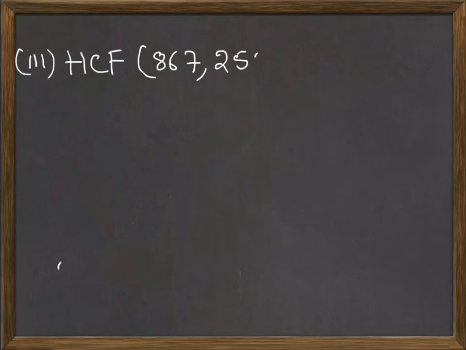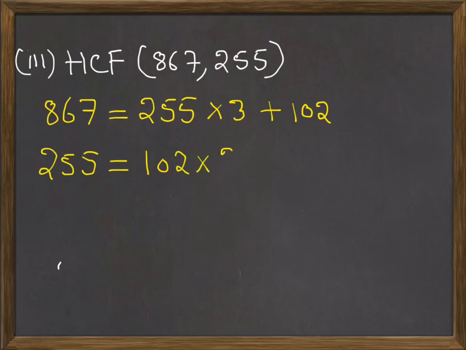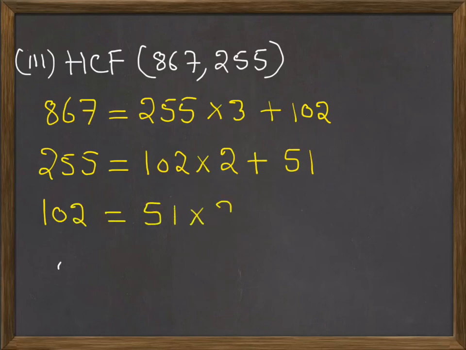Let's try this. Find the HCF of 867 and 255. So 867 divided by 255. So 255 times 3, and the remainder is 102. Continue the process. 255 divided by 102. So that's going to be 102 times 2, leaving a remainder of 51. And 102 is equal to 51 times 2 plus 0. So the HCF is 51.